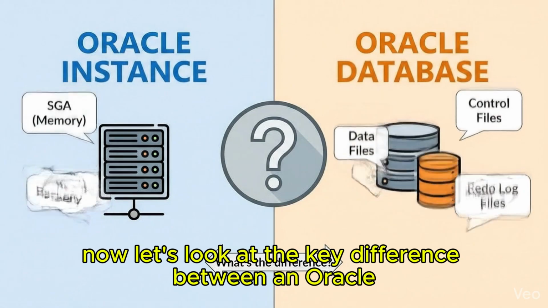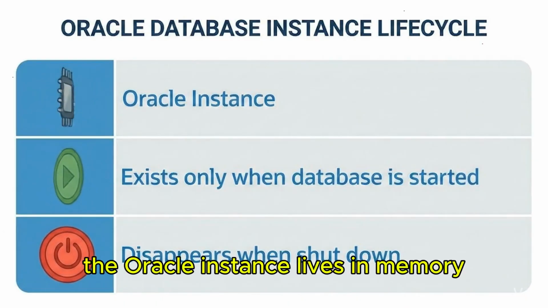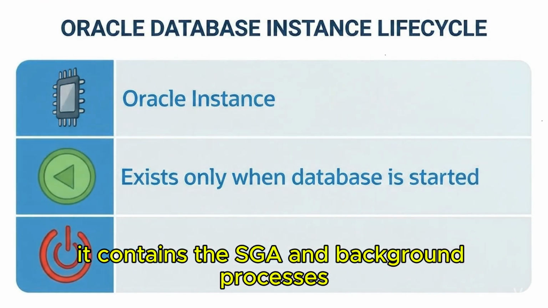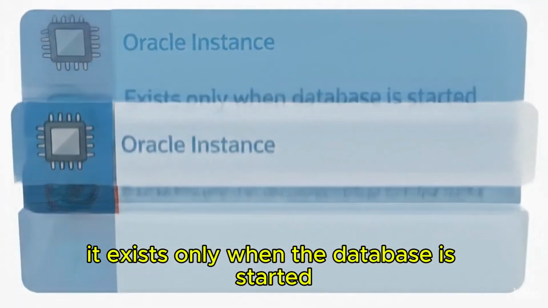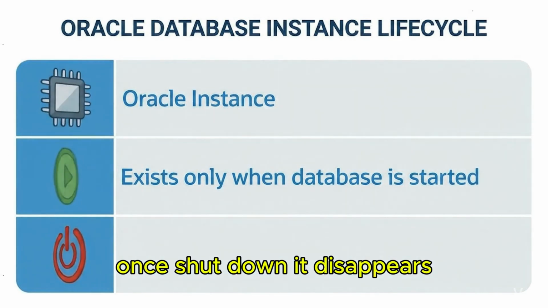Now let's look at the key difference between an Oracle Instance and an Oracle Database. The Oracle Instance lives in memory. It contains the SGA and background processes. It exists only when the database is started. It handles runtime operations, and it is temporary. Once shut down, it disappears.